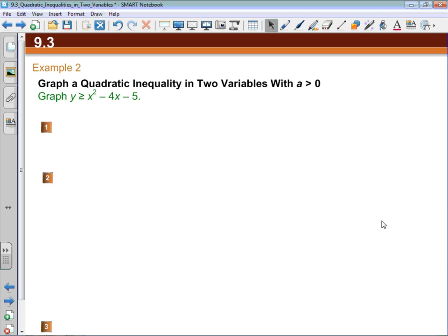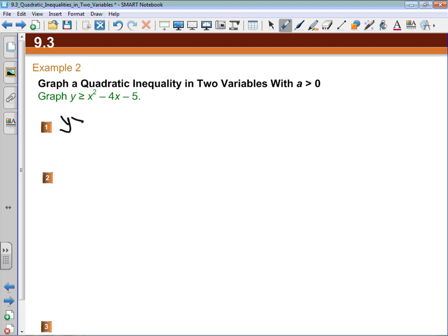This is example 2 from 9.3 from Math 20-1. Just looking at another quadratic inequality, and they're presenting it in a different form. It might not be a bad idea to practice your chapter 3 technique and complete the square on this, but I'm going to show you another way of doing it as well.